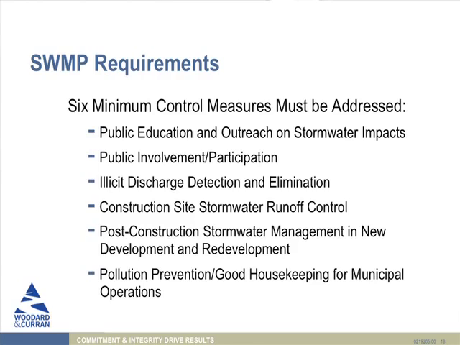They have 6 minimum control measures that you have to discuss in your plan and create measurable goals toward achieving progress toward implementing. First is public education and outreach on stormwater impacts. That is relating to your community, which is basically the campus community. If you were in a town, it would be all the residents of the town. But here it's the students, the faculty, the staff, people who are living and working on campus. Let them know about stormwater impacts.